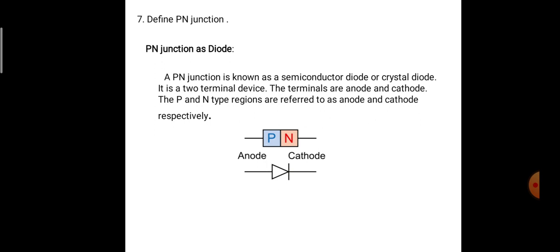Define PN junction. A PN junction is known as a semiconductor diode or crystal diode. It is a two-terminal device. The terminals are anode and cathode. The P and N type regions are referred to as anode and cathode respectively.